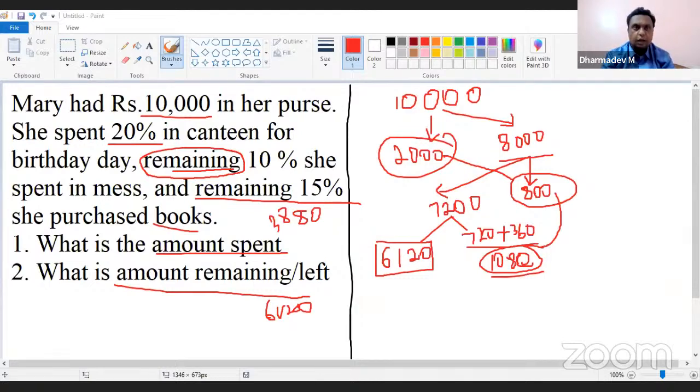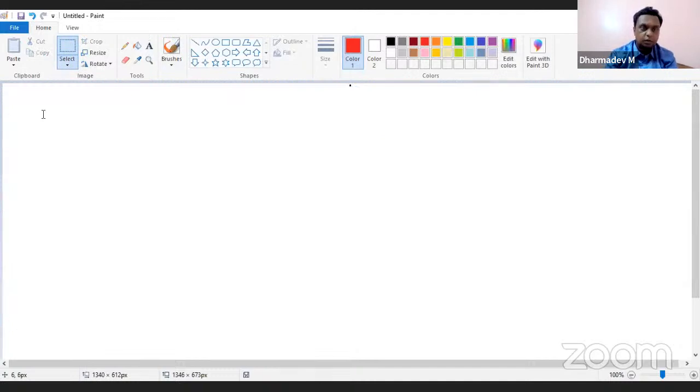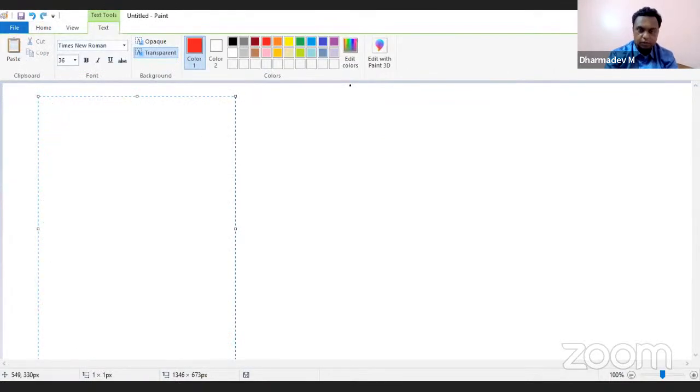Very simple one, just for the calculation purpose. I'm just clearing the board. It's only for the calculation purpose for you to know how to use the terms. So what is 20% of 84? Find 20% of 84. Very easy one. What is 20% of 84?